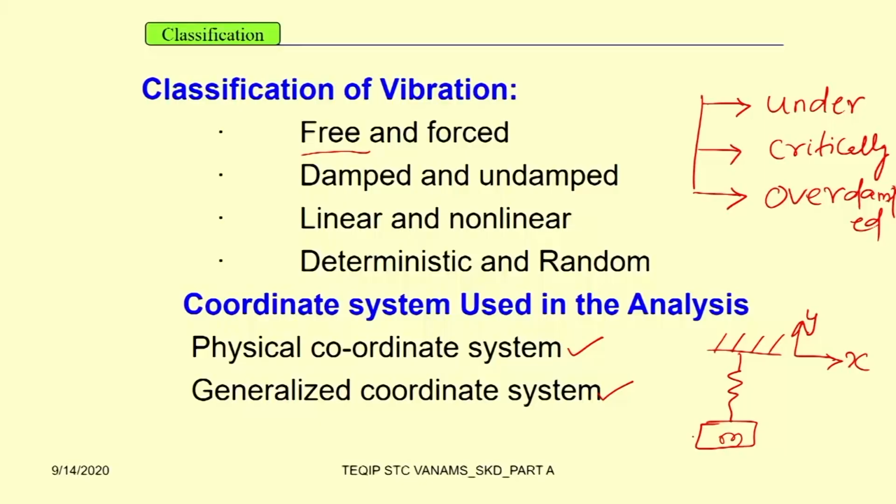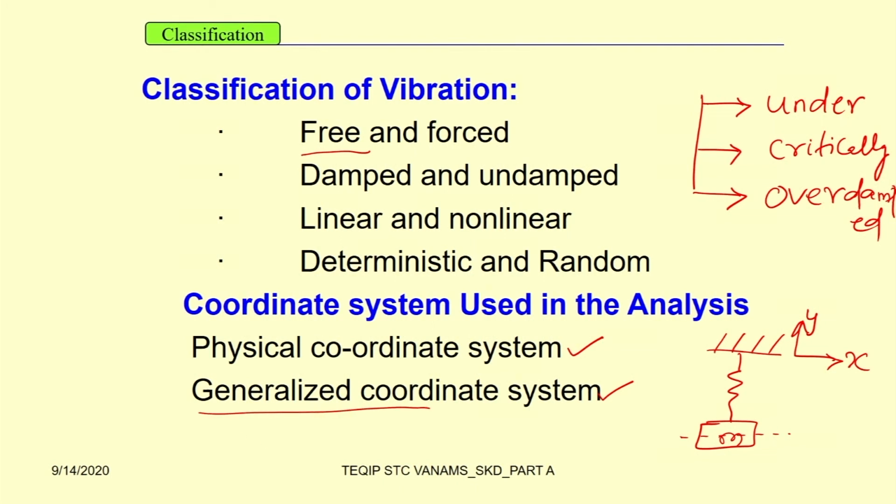In case of the physical coordinate system, for example, let us take the spring and mass system. We can write the equation of motion by using a physical coordinate at the base of the system, or we may take a coordinate system here about the equilibrium position also. Depending on where we are taking the physical coordinates, based on that we can write the equation of motion. The other way of representing the coordinates of a system is the generalized coordinate.